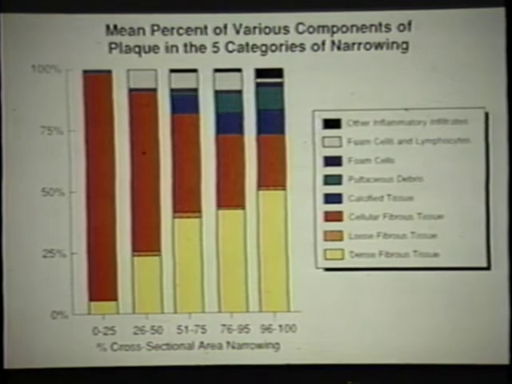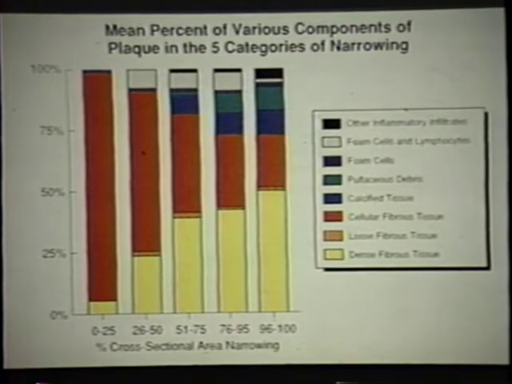The yellow represents dense fibrous tissue, which essentially is acellular. So here we have acellular fibrous tissue, and the red represents cellular fibrous tissue. And what this shows is, if you go from little plaques to big plaques, the amount of dense fibrous tissue increases, the amount of cellular fibrous tissue decreases. Calcium, which is blue, is really present only in the big plaques. The green represents pultaceous debris.